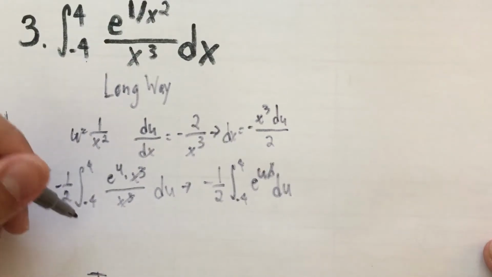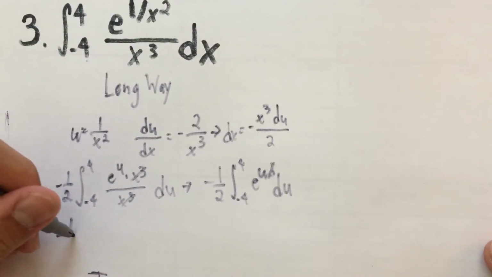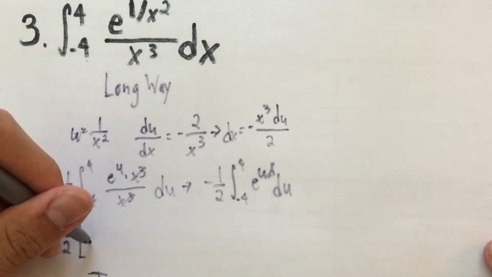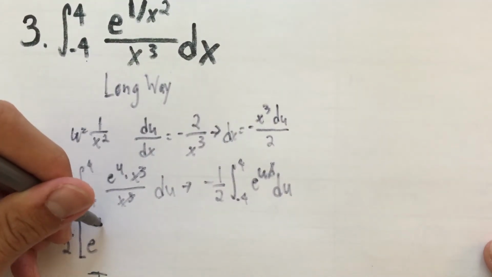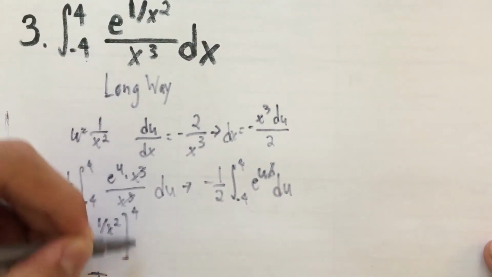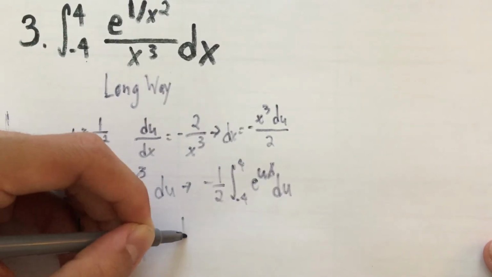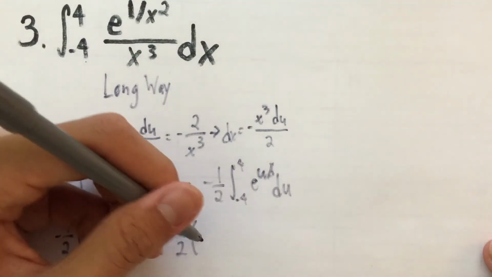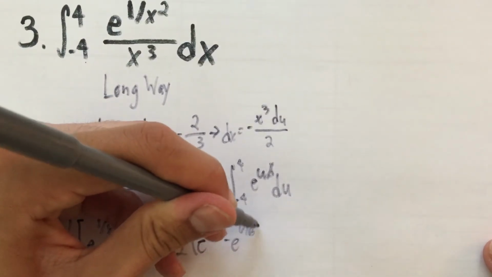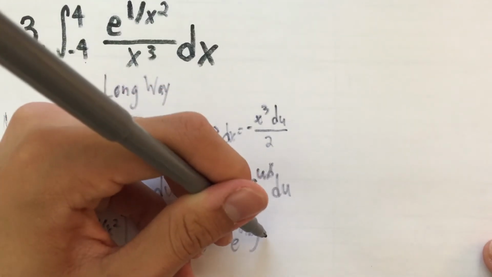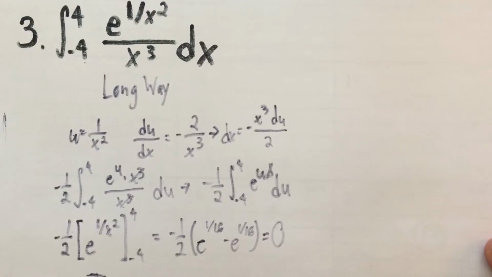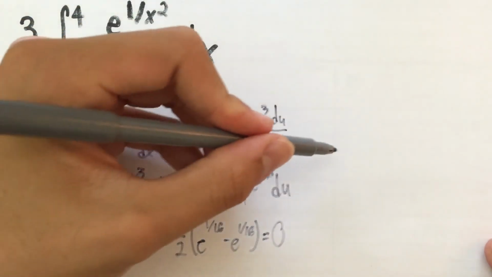From here, we can find the area. We take the integral of this, which turns out to be e to the 1 over x squared power, take it over this interval, and we get -1/2 times e to the 1/16th power minus e to the 1/16th power, and these become 0, so it's just 0. And now you might be thinking, wow, I did all that just to get 0. Well, the reason why is because there's an easier way.